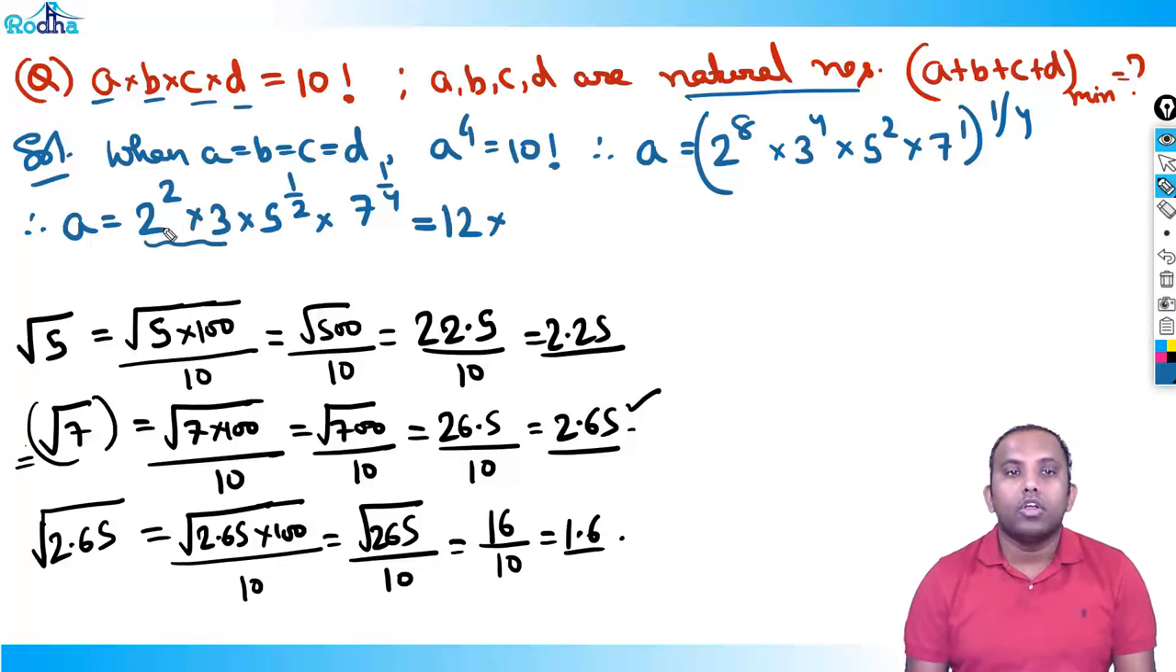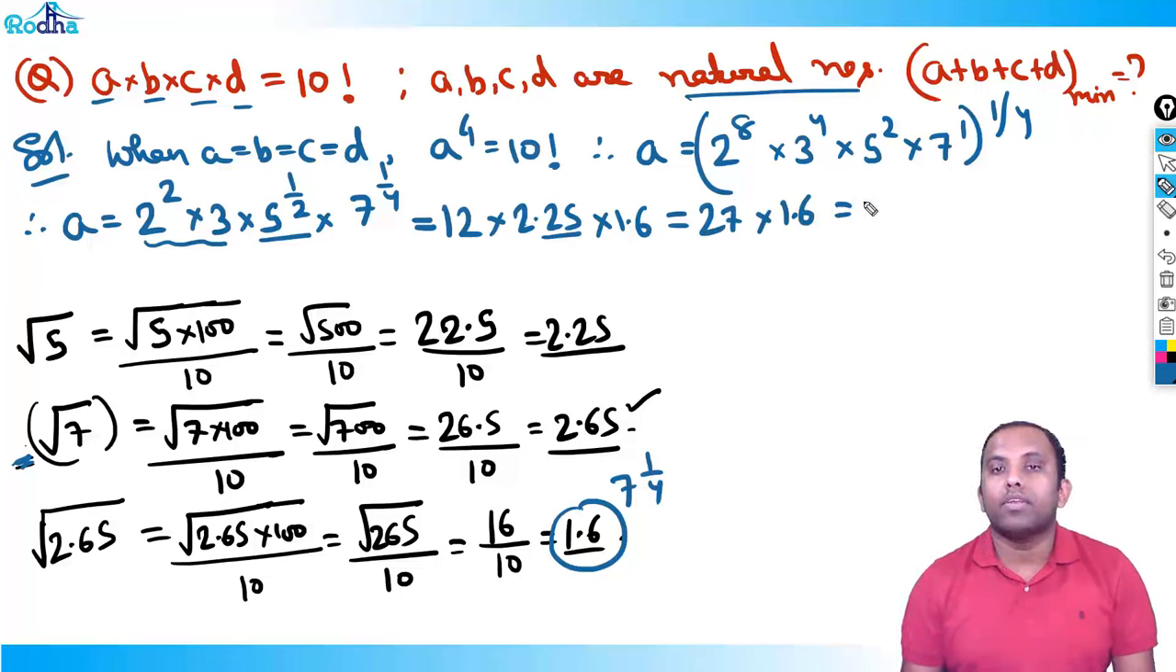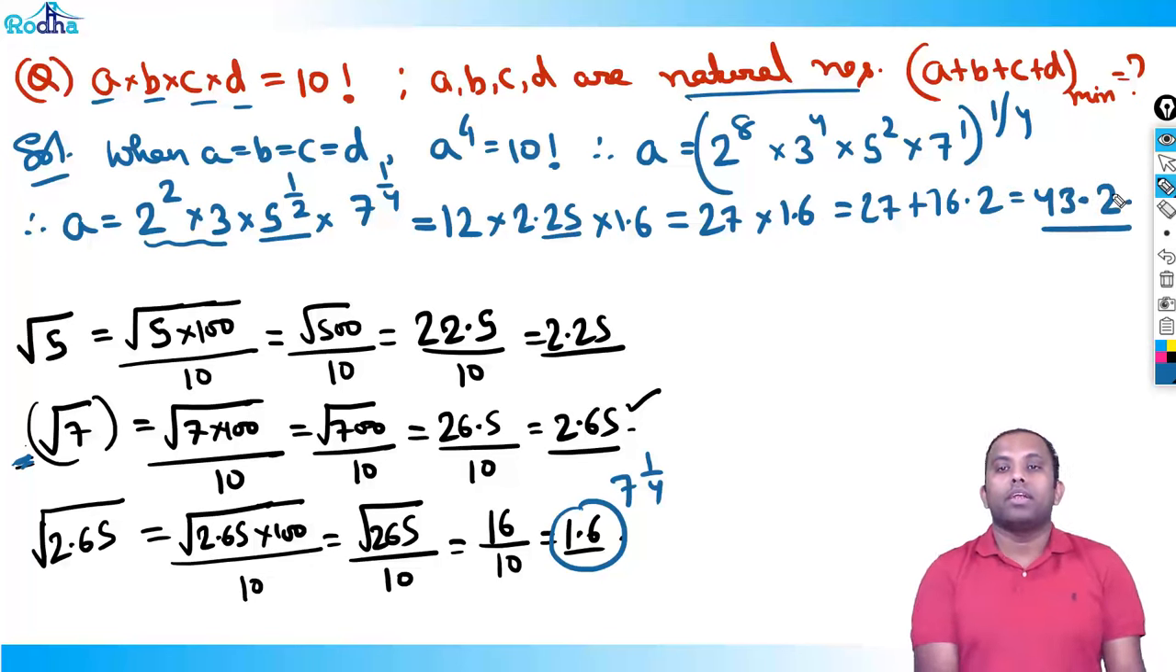See. Value becomes 2 square into 3 is 12. 5 raised to half is what? 2.25. And 7 raised to 1 by 4 is 1.6. So the value is 12 into 2, 24 into 0.25. 0.25 means what? It is 1 by 4. So 12 into 2, 24, and for 0.25, 1 by 4 of 12, that is 3. 24 plus 3, 27. 27 into 1.6. 27 into 1 is 27, plus 27 into 6 is 162, that is 16.2. So it's around 43.2. Right. Now, this is what we have required.